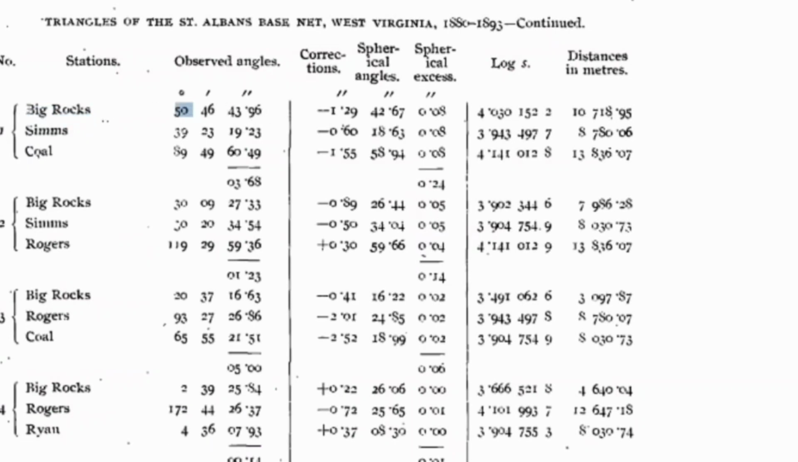That's the angle between Sims and Cole. That's the other two points, right? So they measured to Sims, they measured to Cole from Big Rock. So they got that angle. Then they went to Sims and they measured their angle between Big Rocks and Cole. Then they went to Cole and measured the angle between Big Rocks and Sims, right?